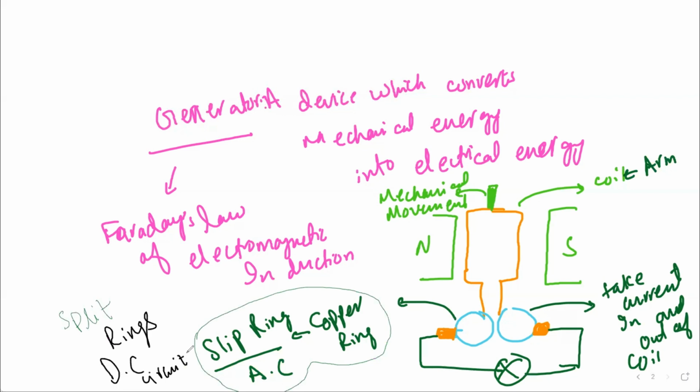One thing students normally make is a major misconception: that whenever we're discussing split rings, it has to be a DC motor. It doesn't have to do anything with the motor or the generator. It only has to do with the AC or DC circuitry. If we are using alternating current, we are using slip rings in the circuit, and if we are using DC circuitry or DC current, we go for split rings. So let's not mix these two things up. Split rings are also known as commutators.